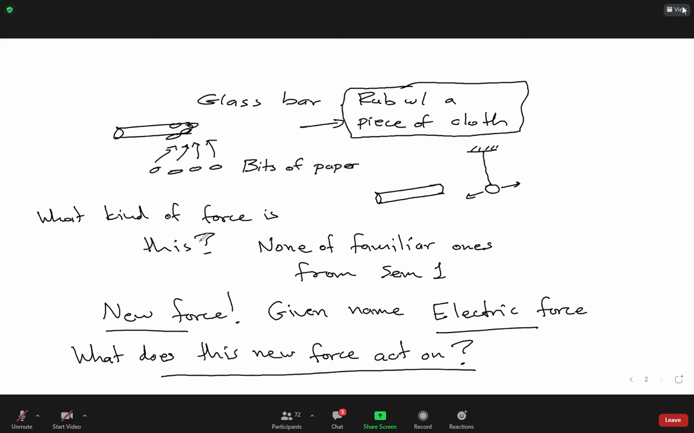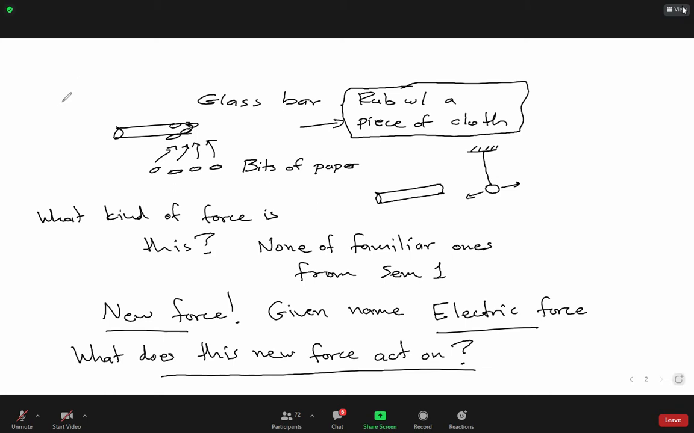By the way, if we had an actual meeting in person, we would also probably be doing the Van de Graaff generator experiment where you got sparks flying back and forth between charged spheres. Unfortunately, we're going to have to try to imagine it here. Right, so what does this thing act on?